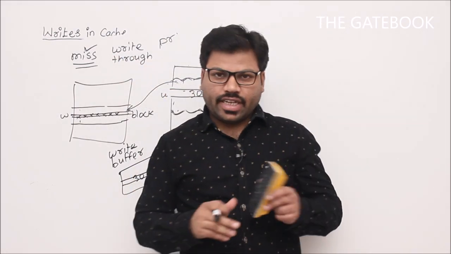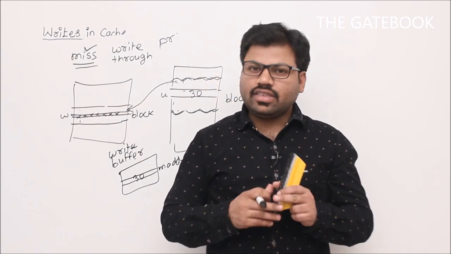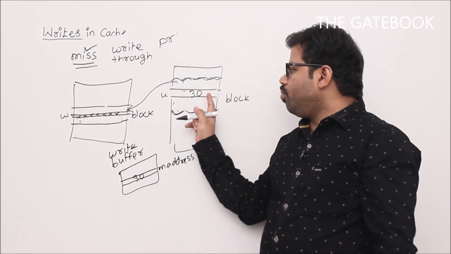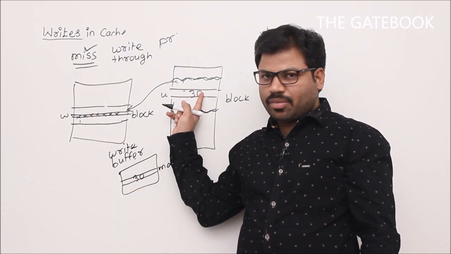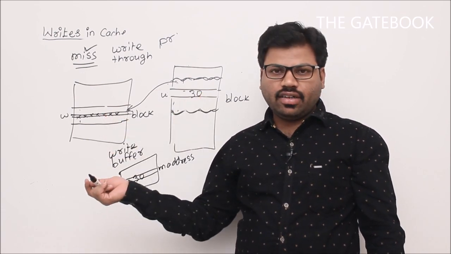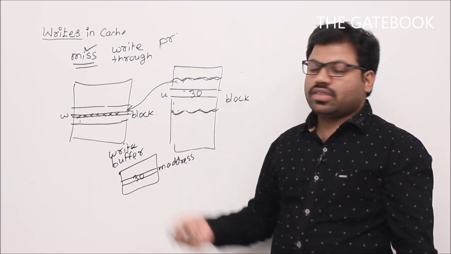So let me summarize finally about miss. Whenever there is a miss, there are two strategies. One strategy is without write buffer. When there is no write buffer, simply take the data, first of all update in the main memory and transfer all the data to cache. Now cache also contains the write data, right? That's it. So that is about miss.